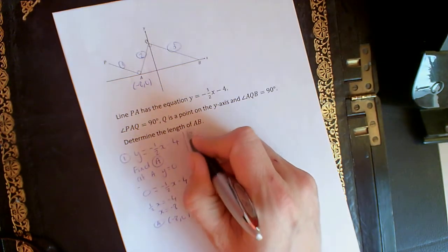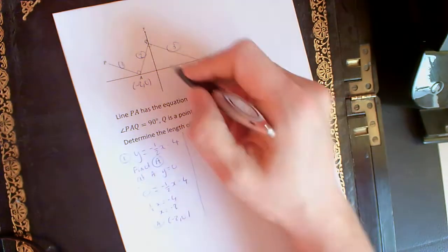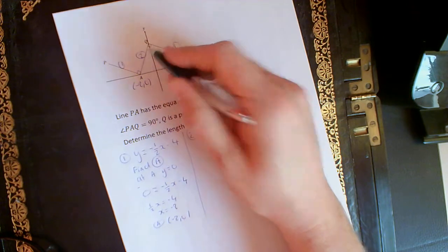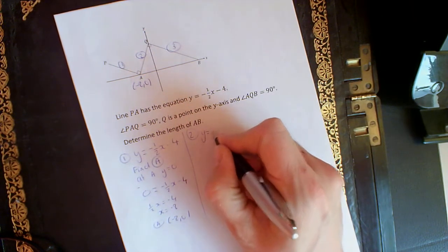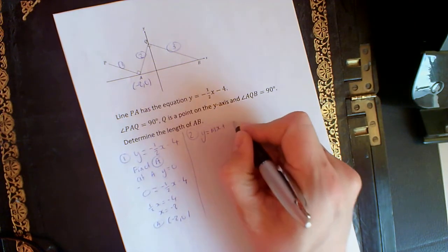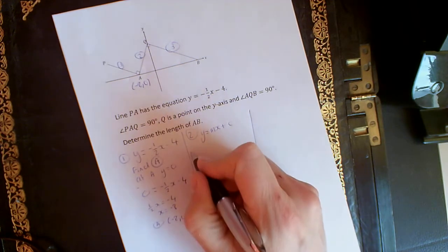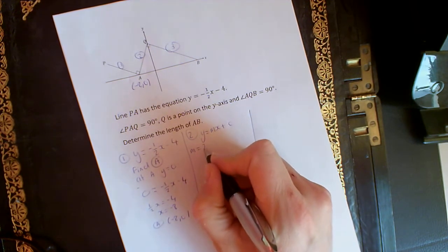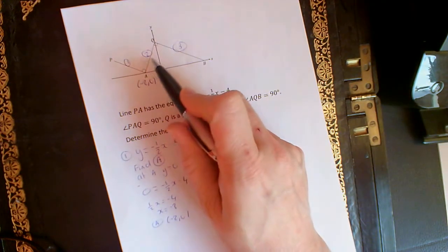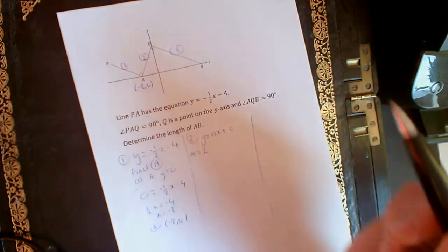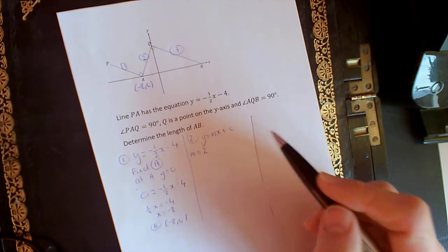My next job is I'm going to try to find Q. Now Q is on this line number 2, and I know that line 2 will be of the form y equals mx plus c if we're using that, because it's a straight line. And I know that m equals 2. How do I know that? Well, it's perpendicular to line 1. These lines are perpendicular. Their gradients are negative reciprocals, and they also multiply to make negative 1.